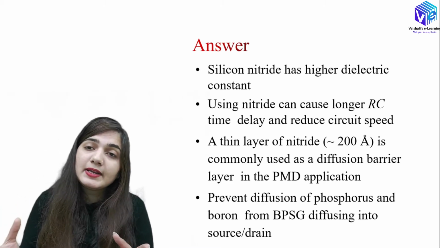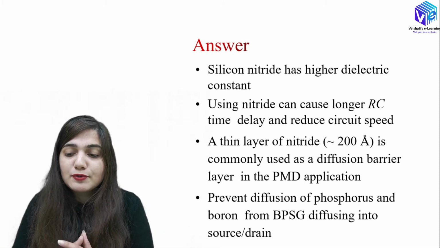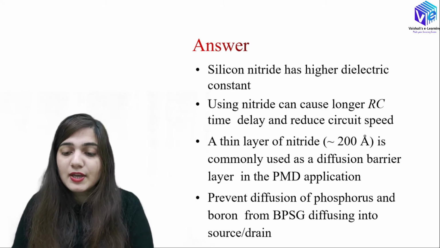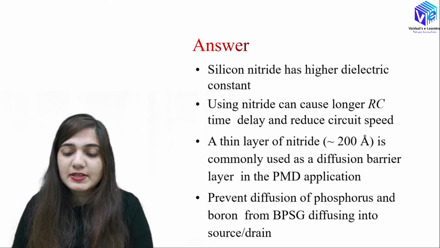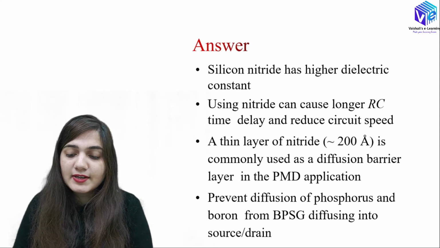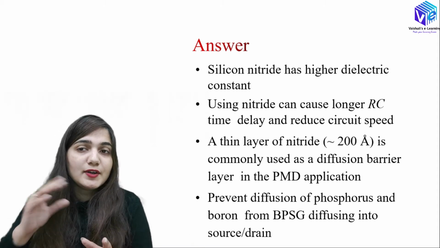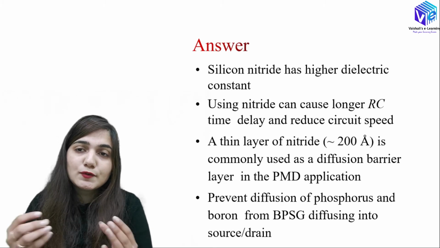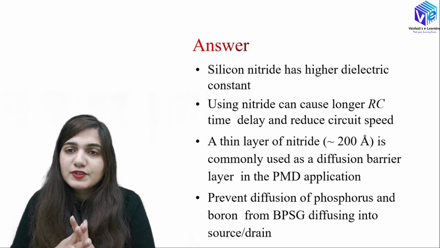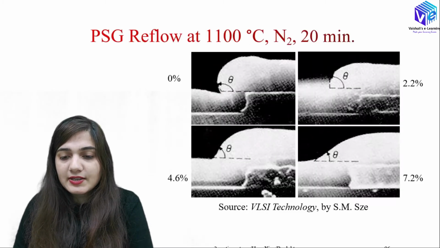So when the RC time delay is higher, which means the circuit would be slower, that we don't want. It will be reducing the circuit speed. I don't want that. So a thin layer of nitride is commonly used as a diffusion barrier layer in PMD applications. It prevents the diffusion of phosphorus and boron from borophosphosilicate glass into the source and drain. So I don't want the diffusion of phosphorus from the borophosphosilicate glass to the source and drain, and for that I can use a thin layer of silicon nitride.